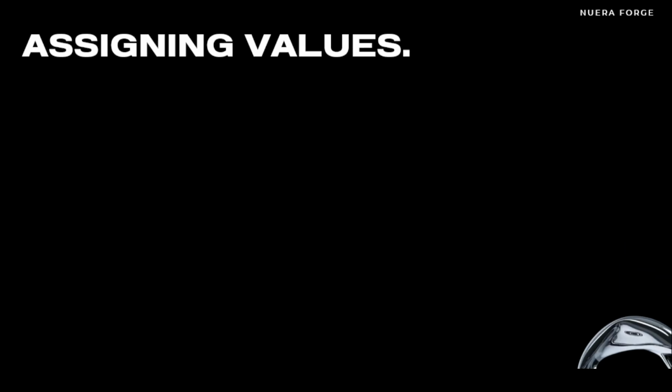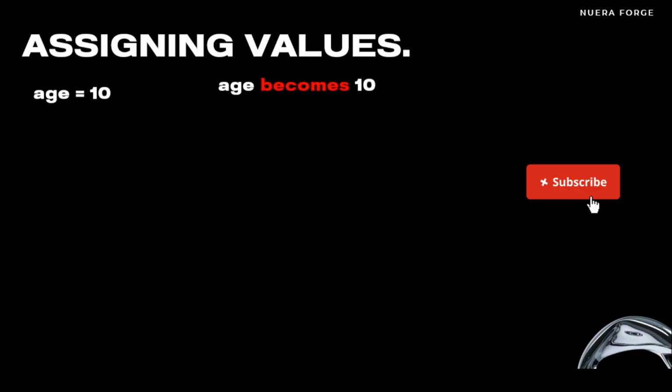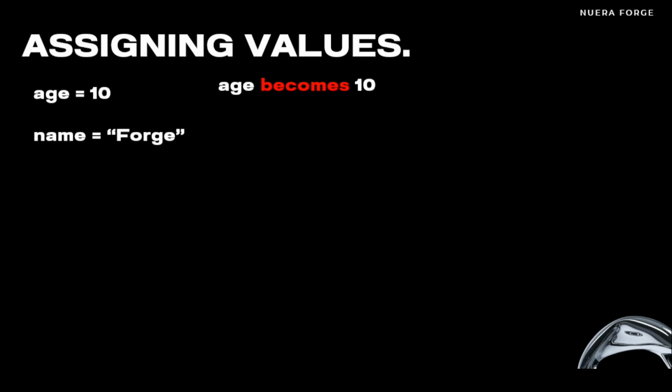So, lastly, let's talk about how we assign values to variables. Remember, we've already seen that you could do something like age being assigned to 10. So this implies that age becomes 10. Or name being assigned Forge, and this would imply that the name becomes Forge. But in real practice, this is just a single assignment. So you're having a single variable name being assigned to only one value.